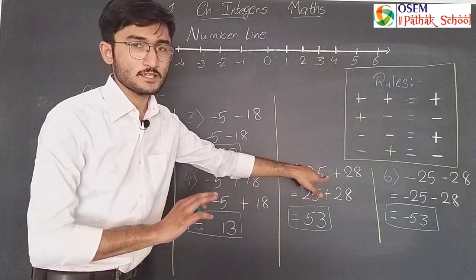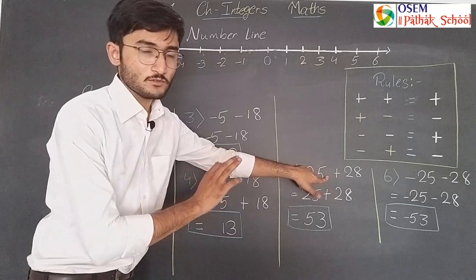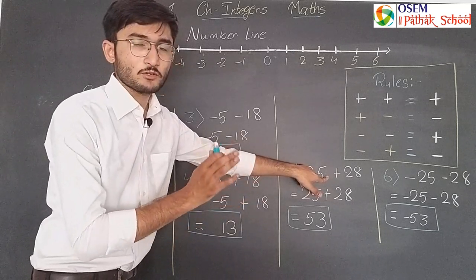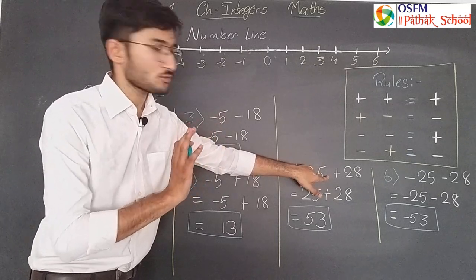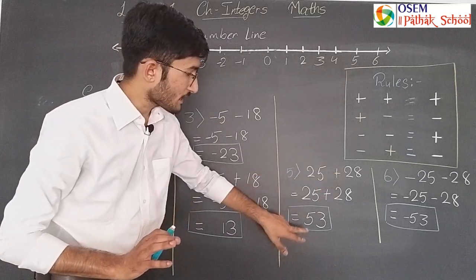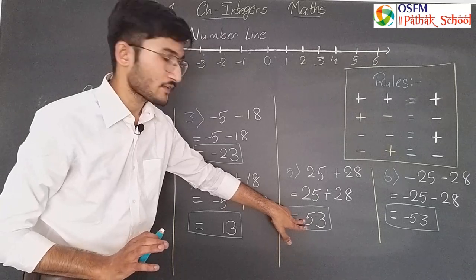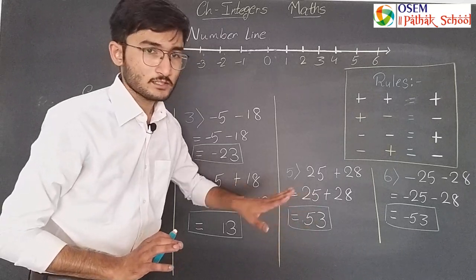So if you generally see, both signs are positive. But keep in mind one thing: we have to look at which is the bigger number, and give its sign to the answer. So 28 is the bigger number, so the sign will be of 28, that is plus. So the answer is positive 53.